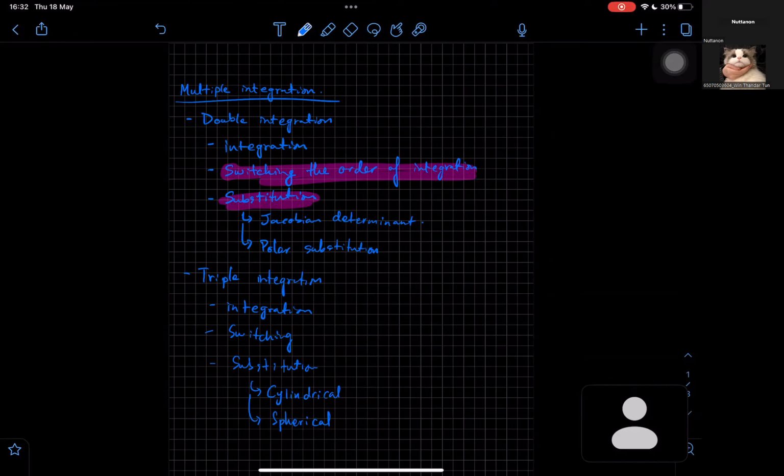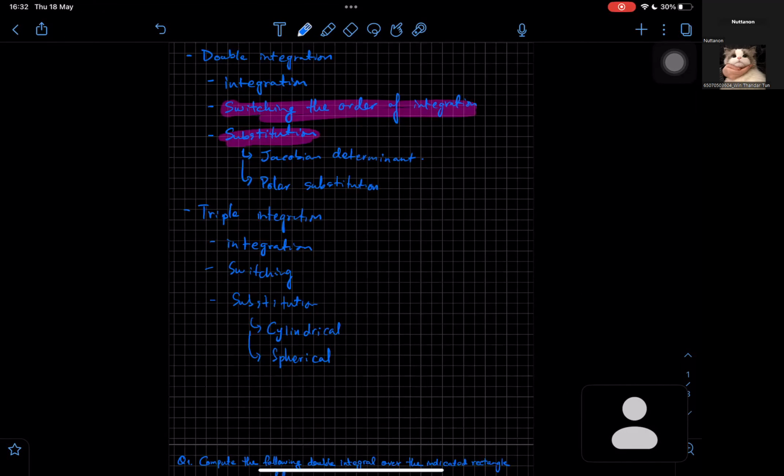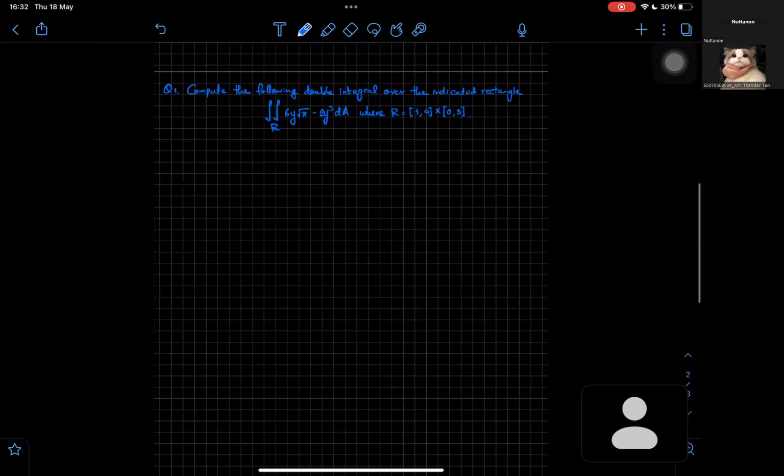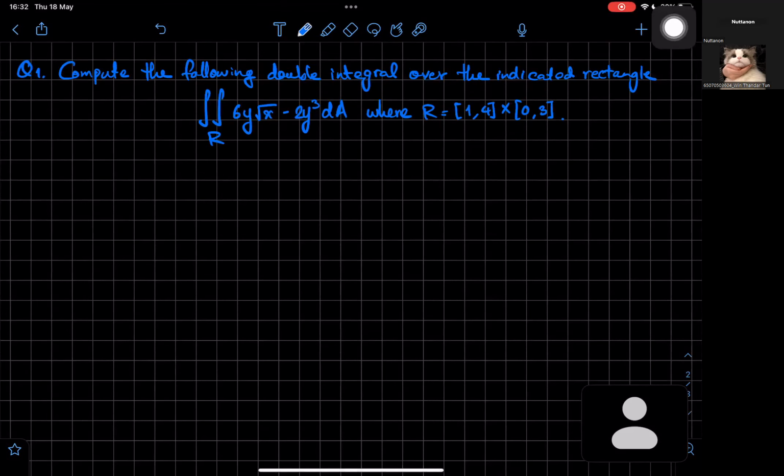Okay, and we will go through several questions for you to be familiar with the question. And if you have any question, you can ask me. Okay, so for the first one, just compute the double integral.